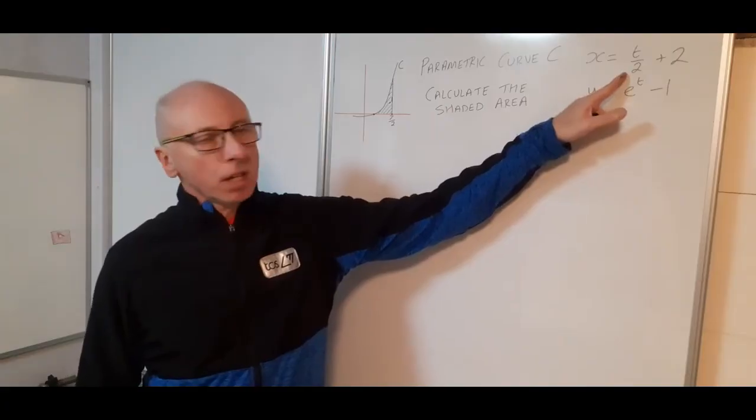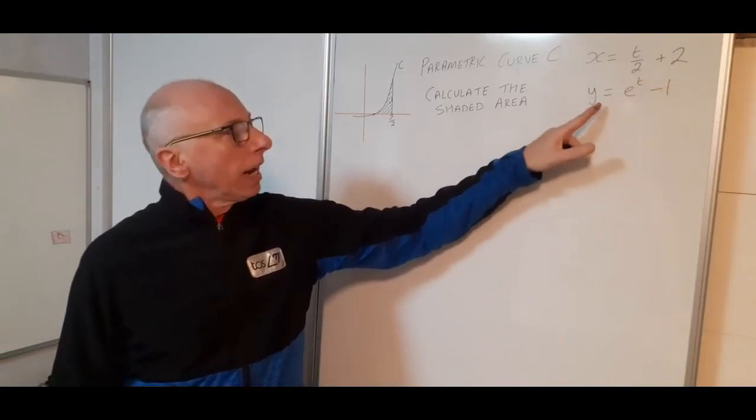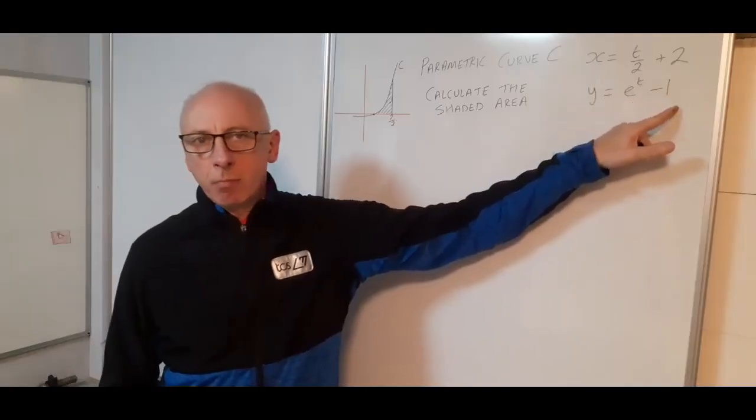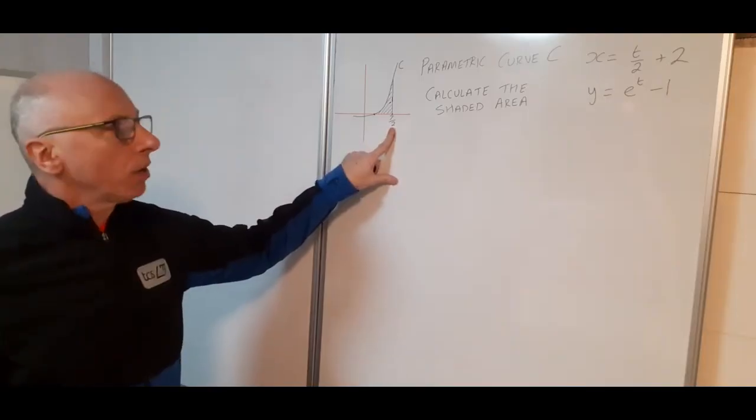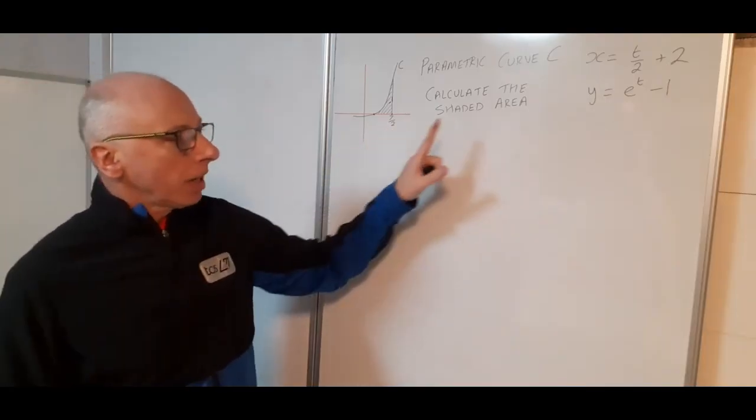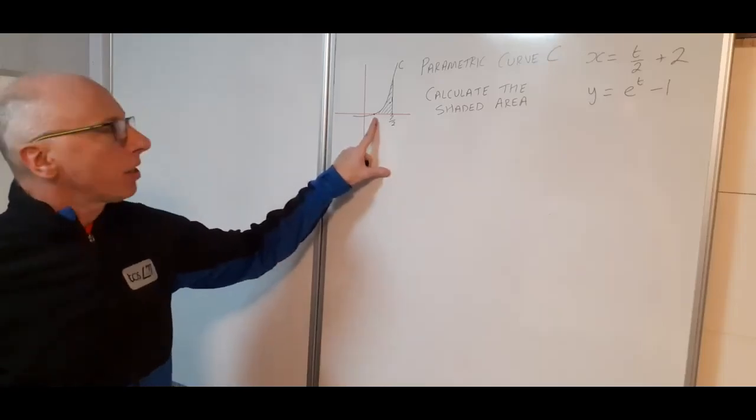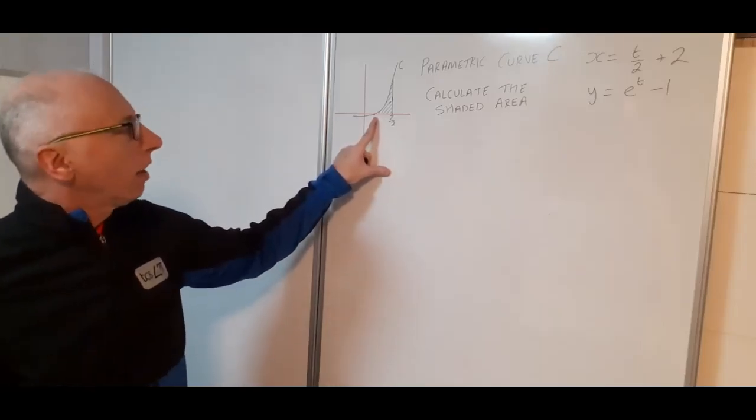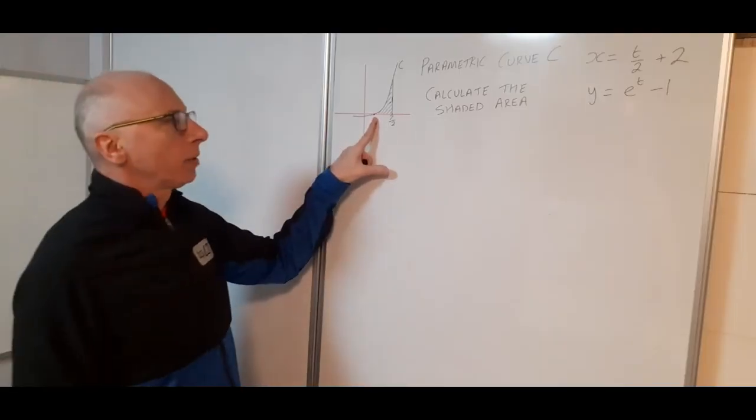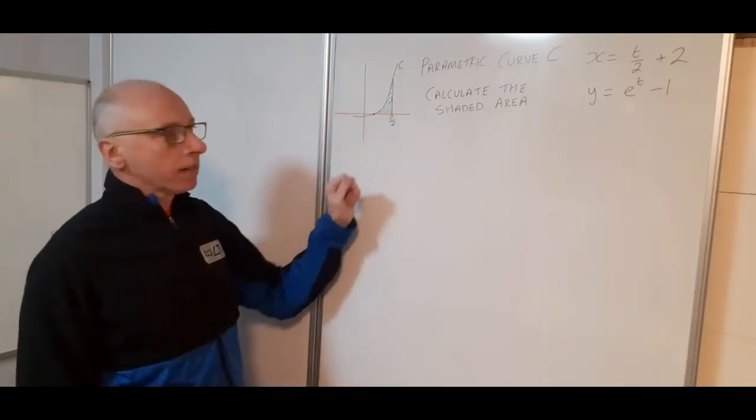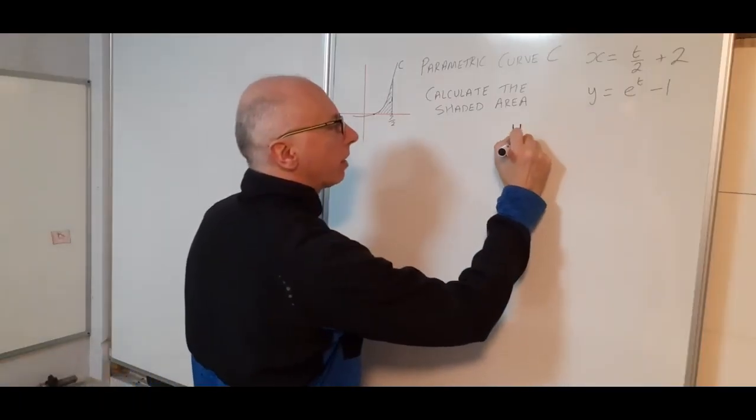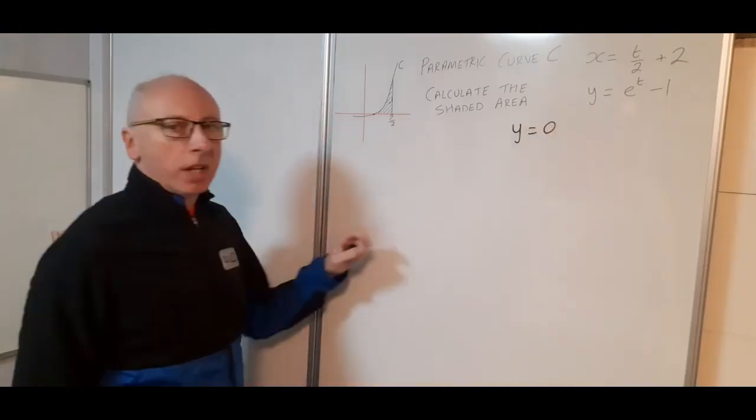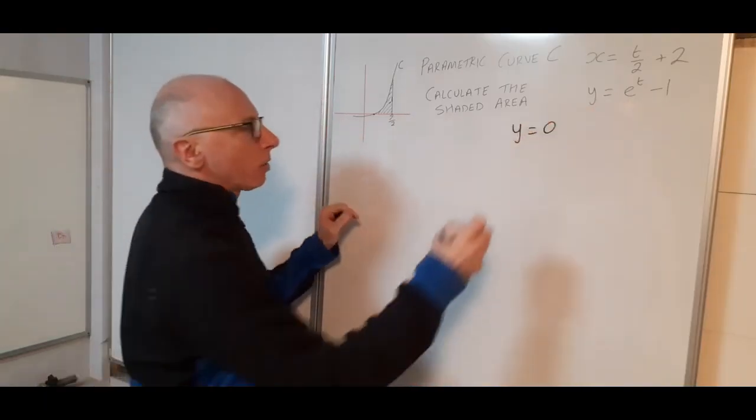X is defined as t/2 plus 2. And y is e to the power of t minus 1. So x here is 7/2, and I don't know what this point is here. So to find this, I've got a value of y equals 0, because that's what that is on the x-axis. So y equals 0, let's do that here. Y equals 0, and 0 equals e to the t minus 1.